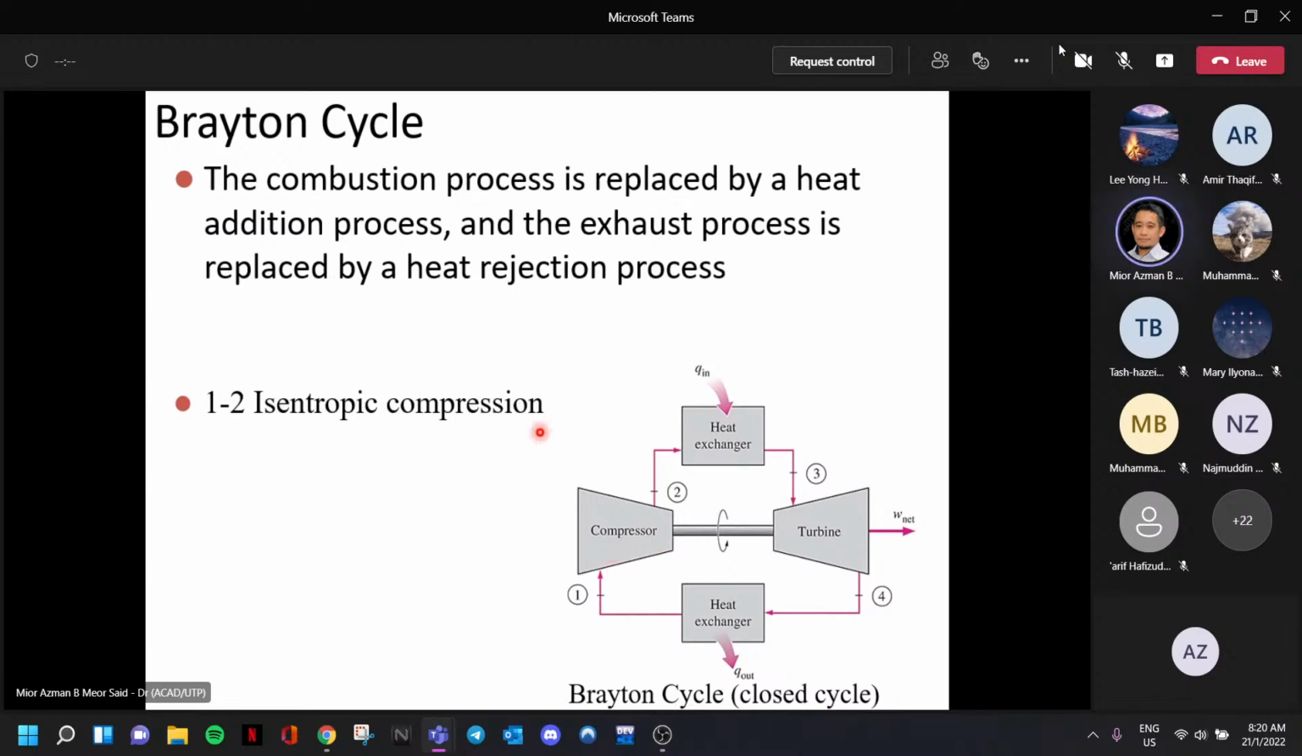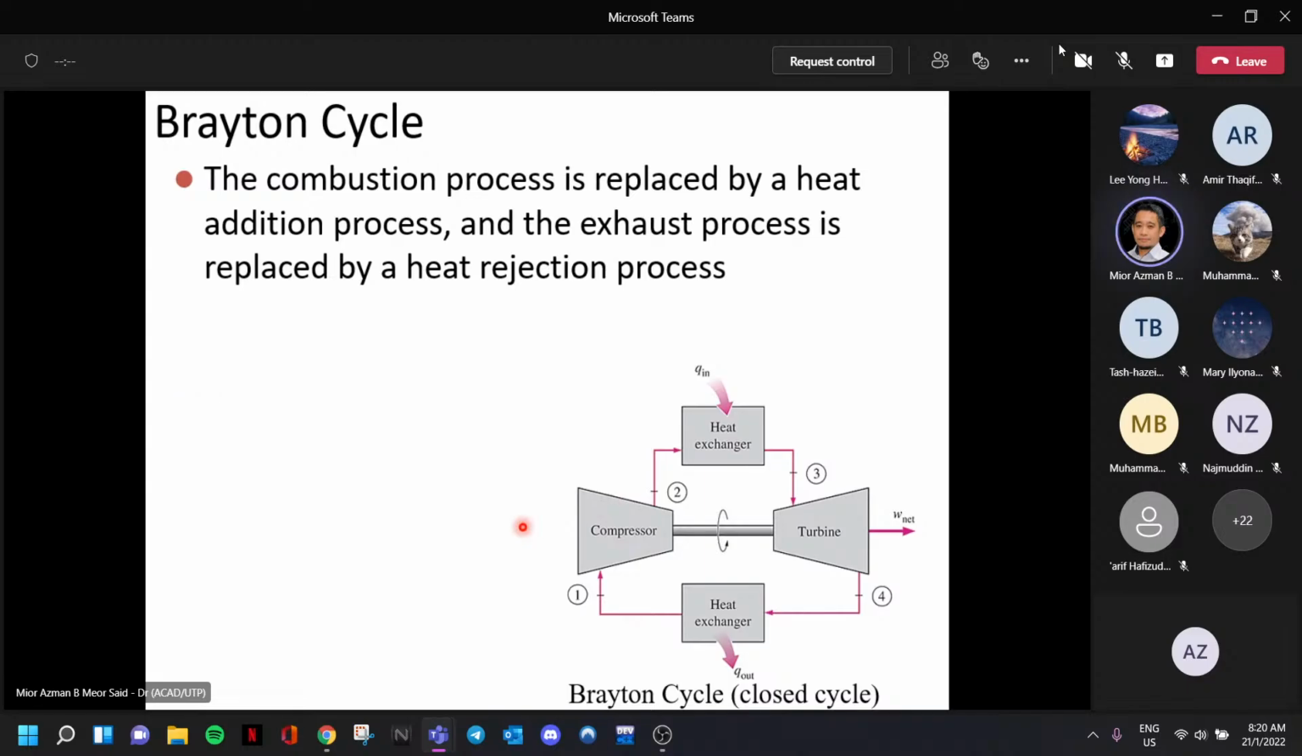So isentropic compression means that the change of entropy between 1 and 2 is 0. So it means that there are no losses. The energy will not get lost, even though it interacts with the compressor blades, everything. So we assume that there are no losses in the compressor. So in the Brayton cycle, 1 to 2 is an isentropic compression.